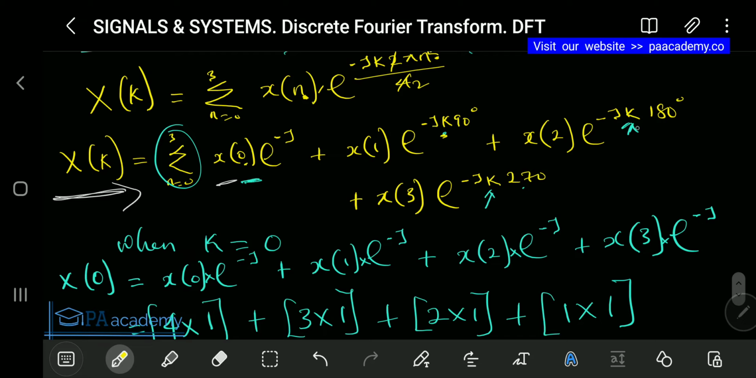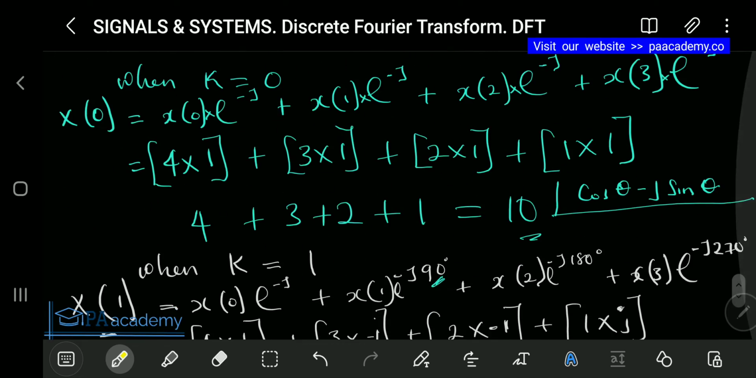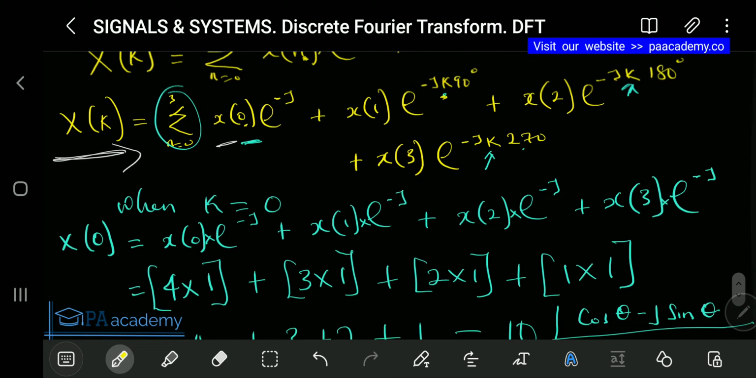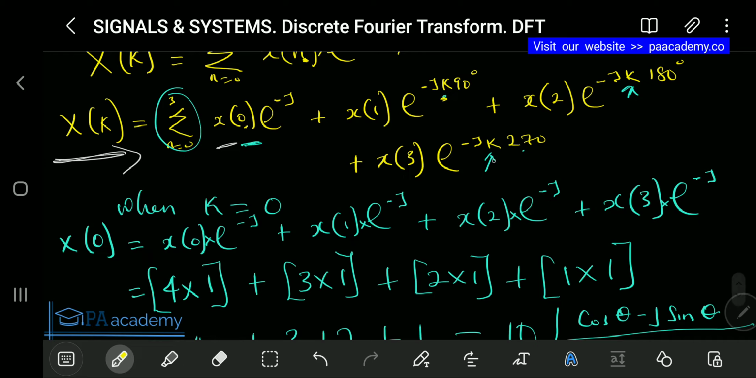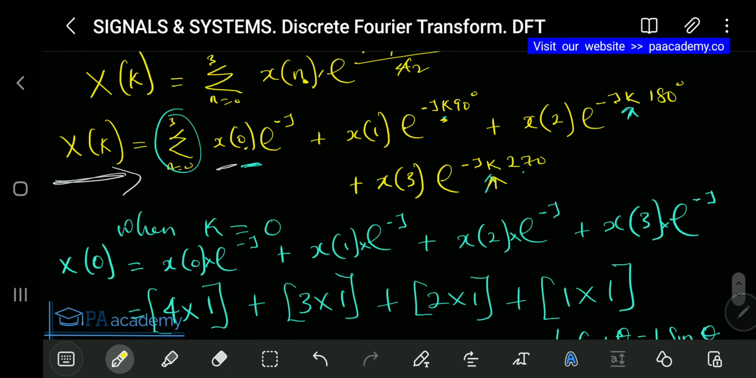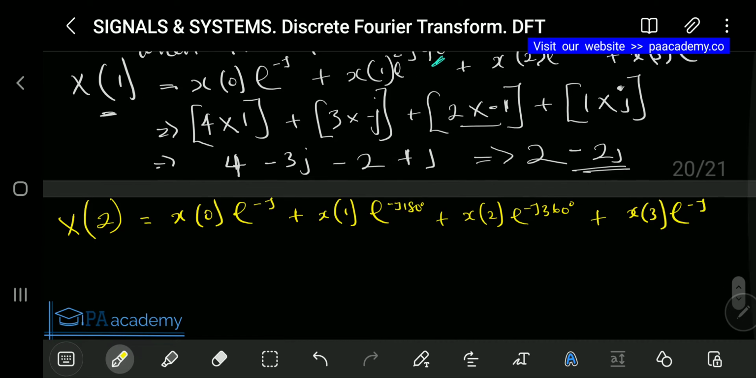So this is going to be 360 because our k now is 2. So that will be 2 times 180, that's 360. Minus j 360 degrees. So don't forget the degrees. Plus x of 3 exponential minus j. So for that x of 3, that will be 270 times 3. Sorry, our k is 2, not 3. So that's 270 times 2, that was 540. Minus j 540.